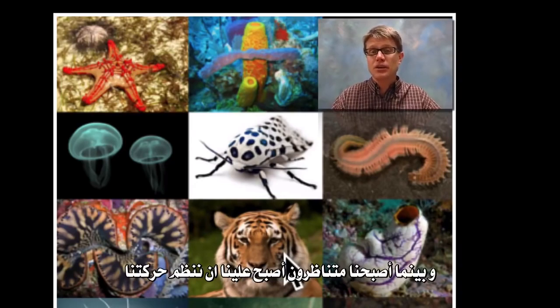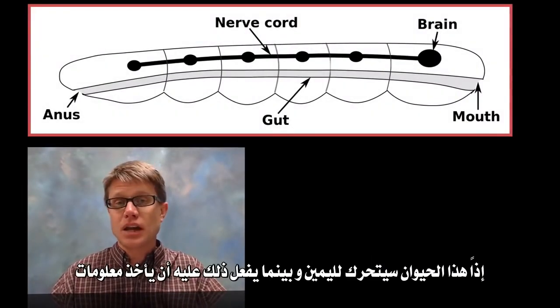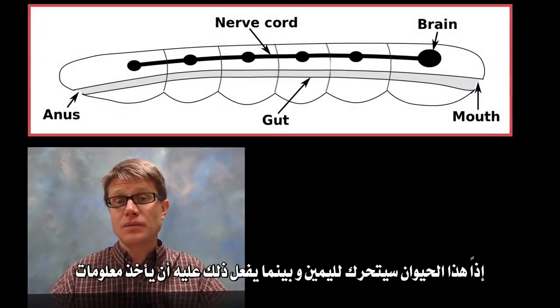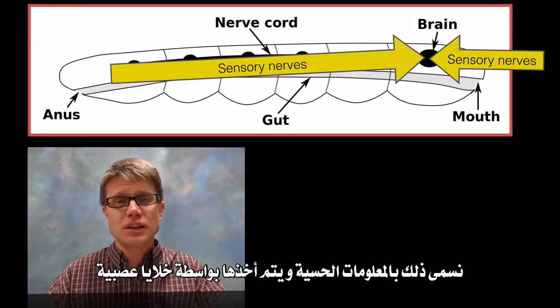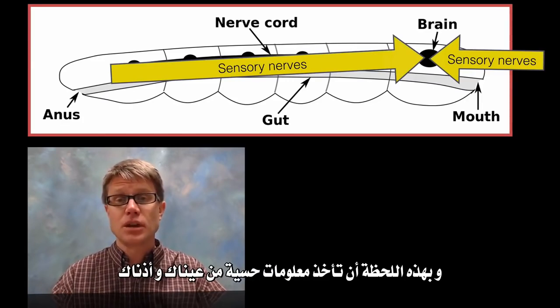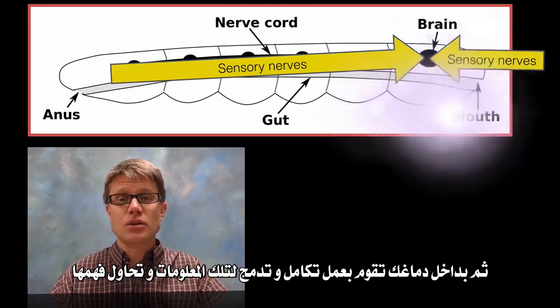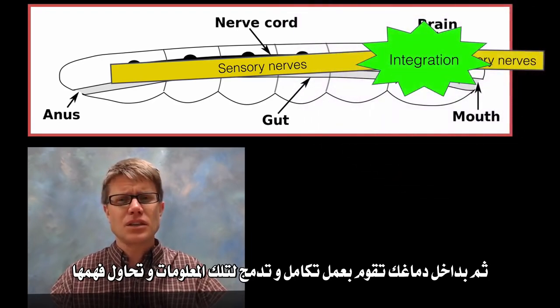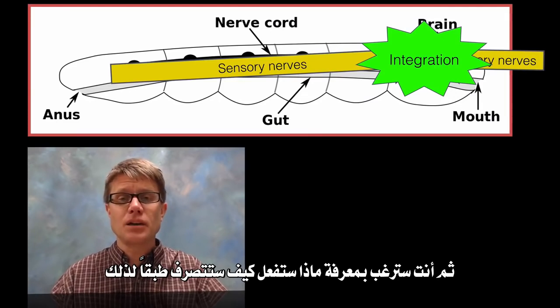And as we became bilaterally symmetrical, we had to organize that movement. So this is a simple animal body plan. And so this animal is going to move towards the right, and as it does so, it has to take in information. We call that sensory information using neurons. And so right now you're taking in sensory information from your eyes, from your ears, and then inside your brain you're going to integrate that information. You're going to make sense of it, and then you're going to figure out what you want to do, how you're going to act dependent upon that.